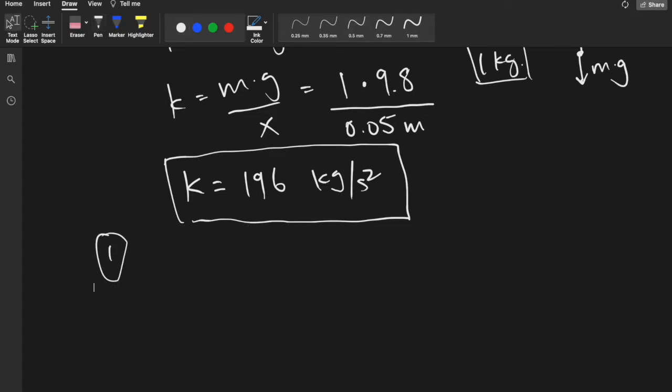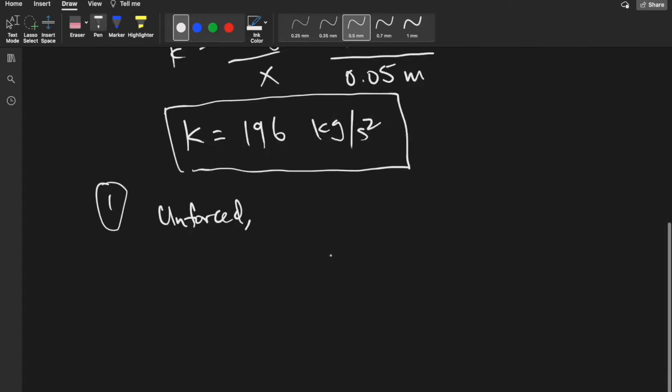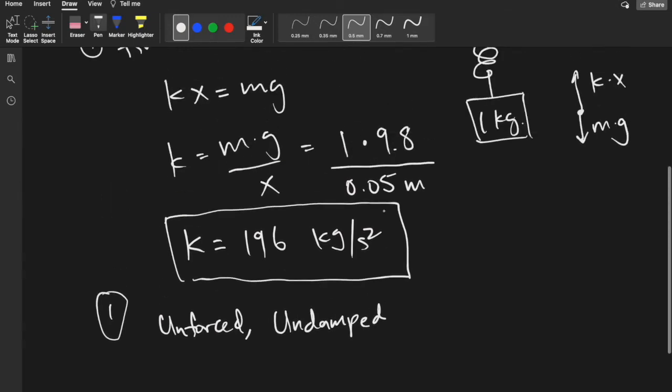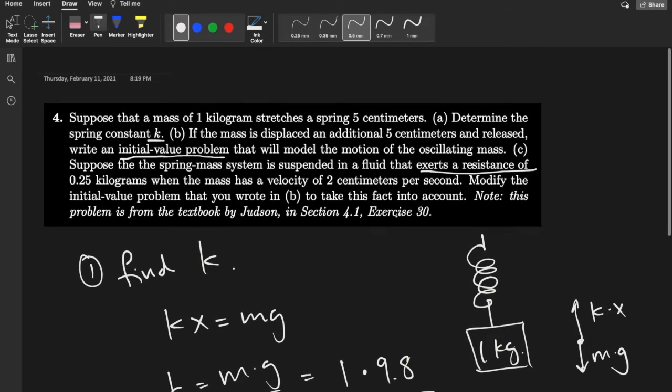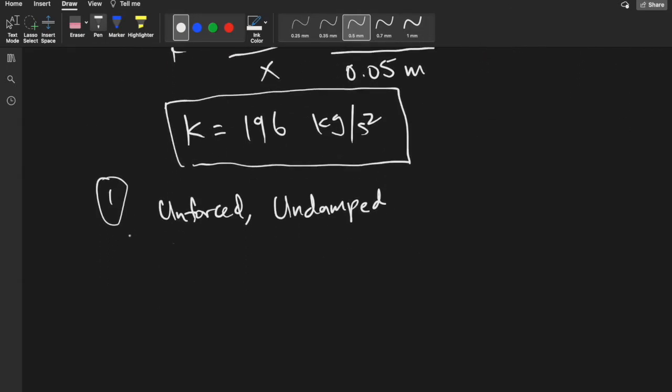So the way we would do that, first of all, what kind of oscillation are we looking at? First it's unforced, which means there's no other external force causing it to go up and down. It is just a spring and gravity. And it's also undamped, because we weren't given any information about any damping force, about anything that will obstruct the free-flowing harmonic motion. So if it's unforced and undamped, the kind of differential equation we would get is of this form.